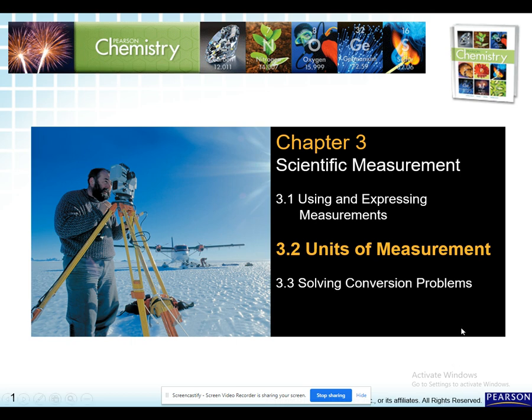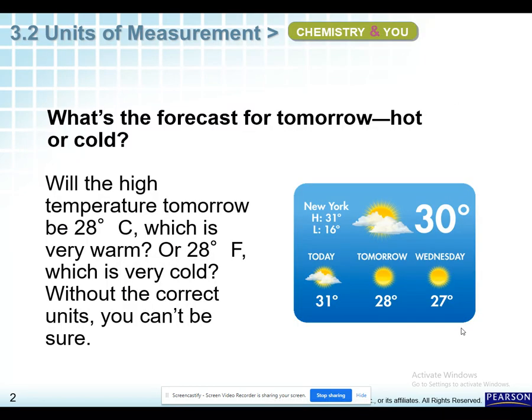Hello class, today we're going to actually start section 2. In this section we're going to cover units of measurement. A lot of this stuff hopefully isn't new, but if you're struggling on anything, make sure that you ask me, because some of this might be review, but some of it might also be new to you.